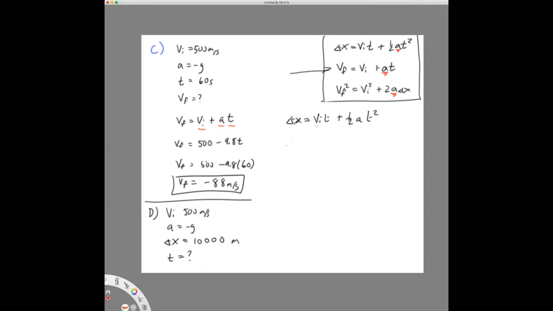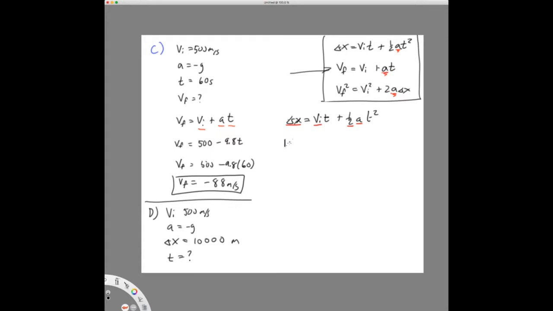Okay, so we know the V initial, and we know delta x, and we know acceleration and time, and so we want to find the time. So does anyone have an idea how we would solve this equation for time if we know all of these other variables? Tommy? You would use the quadratic form, right? Exactly. So let's do it.